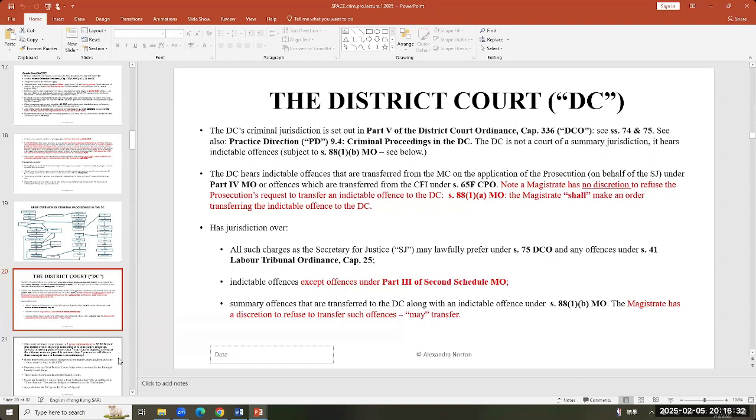The magistrate will usually agree to transfer the summary offense along with the indictable offense where the offenses are related to each other, right? Perhaps they're similar in nature, or they arise out of the same set of facts, or they occurred on the same occasion. So where it makes sense for them to be tried together, the magistrate may agree to transfer the summary offense.